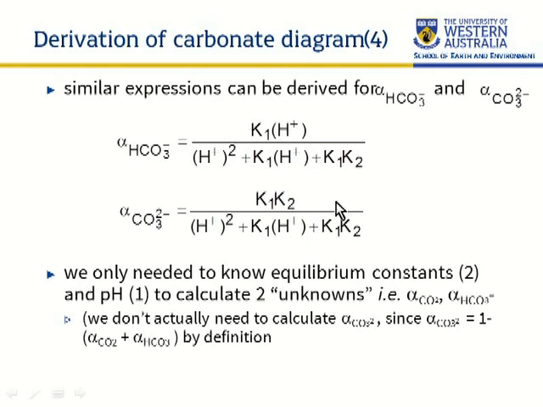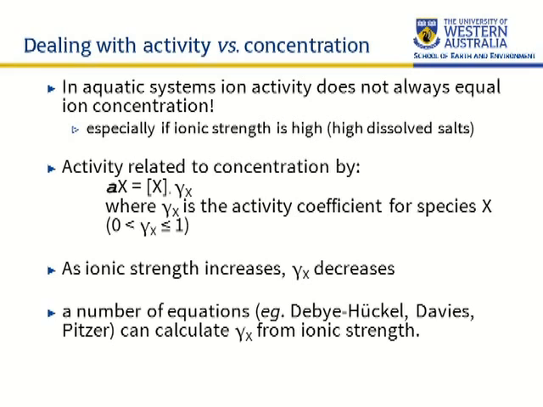And you can do the same sort of algebraic wizardry for alpha HCO3 and alpha CO3 2-, and you get similar looking expressions, but obviously they're not all exactly the same. So just to reinforce that, we only need to know the equilibrium constants, 2 of them, and pH, and from that we can calculate 2 unknowns. We actually don't need to calculate the third one because they all add up to 1 by definition. Alright, so that can be a useful check on the system. Right, and that's how we can derive the carbonate pH predominance diagram.